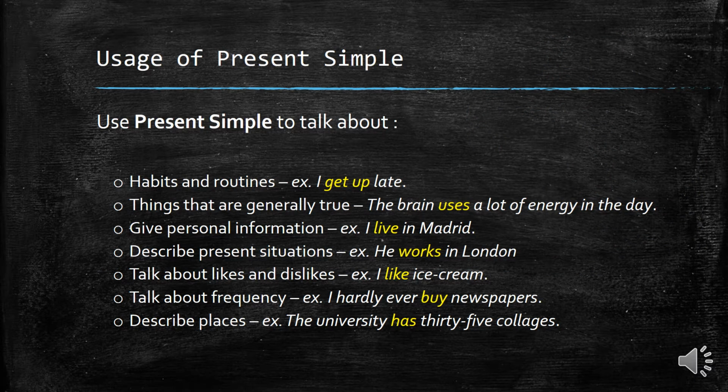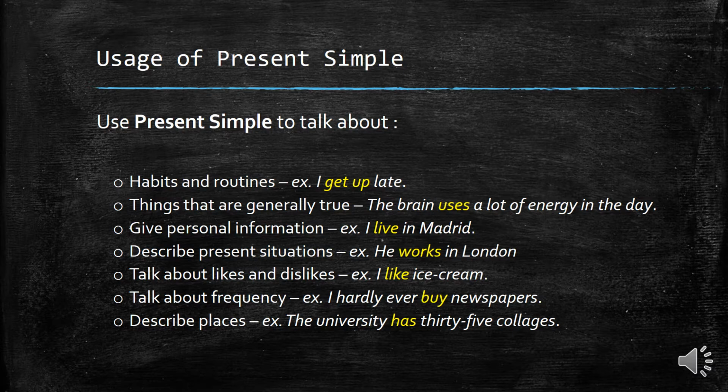We usually use the present simple to talk about habits and routines, like I get up late. Things that are generally true. The brain uses a lot of energy in the day. Give personal information. I live in Madrid. Describe present situations. He works in London.